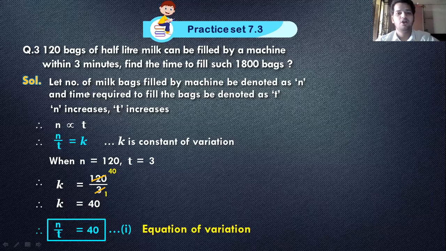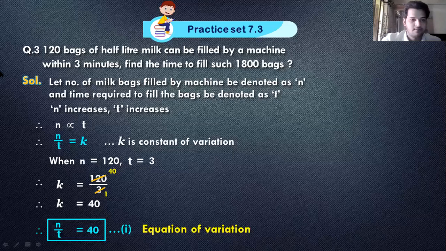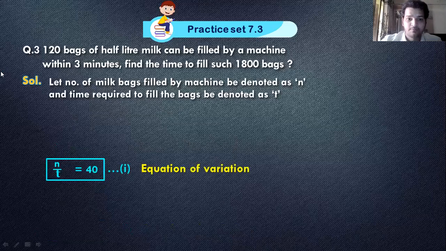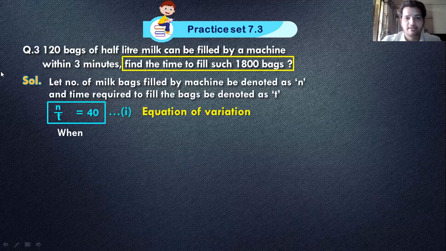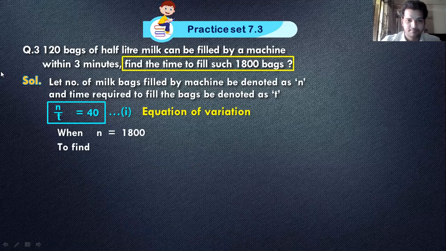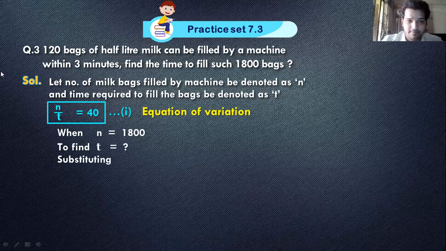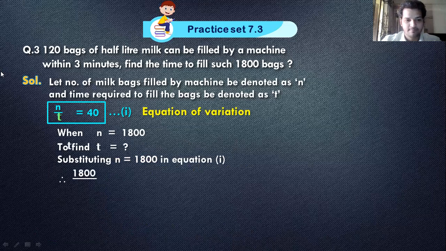Okay. So you all can start writing with this particular slide. Then we will continue to find the next value, how much time will be required to fill up 1,800 bags. Start writing, students. All right. So now, according to the statement in the question, find the time. So we want to find the time when the number of bags is 1,800. So we will use the equation of variation, that is, substituting n is equal to 1,800 in equation number 1. You will get 1,800 upon t equals 40.